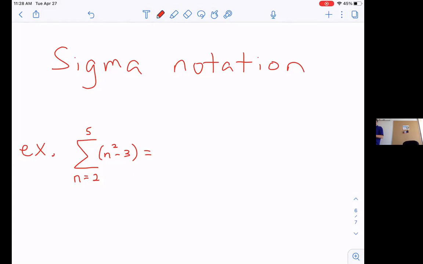So given this problem, I'm going to take 2 and plug it in for n. So 2 squared is 4, and 4 minus 3 is 1. And then I wrote plus because I'm going to add the next term. So I plugged in a 2. Now I'm going to plug in a 3. So 3 squared is 9, minus 3 is 6. Then I'm going to plug in 4. 4 squared is 16, minus 3 is 13. And then I plug in 5. 5 squared is 25, minus 3 is 22.